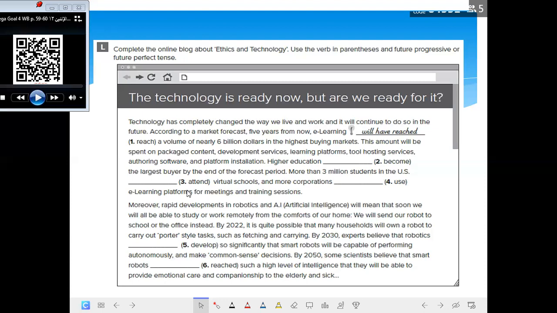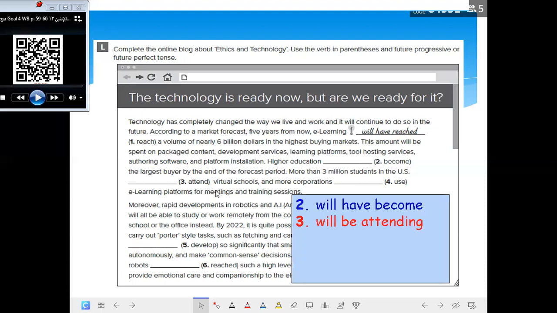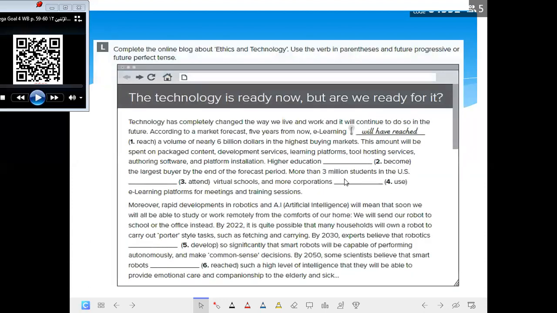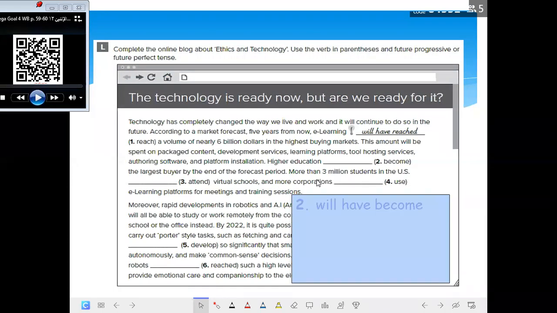Will have attended. No, this one will be future progressive. It could be will be attending. Look, excellent. It will be will be attending. Excellent. Complete: virtual school and more cooperation will be using e-learning platforms for meeting and training sessions.